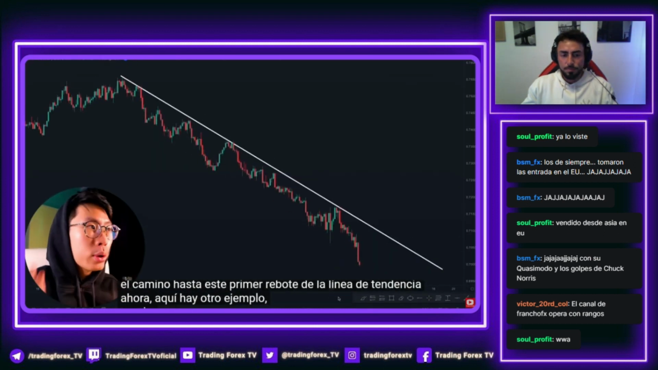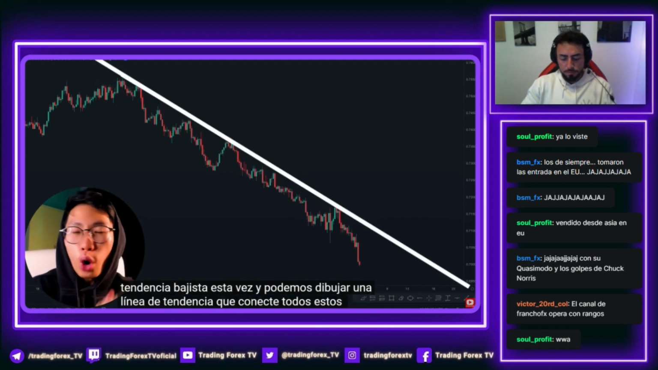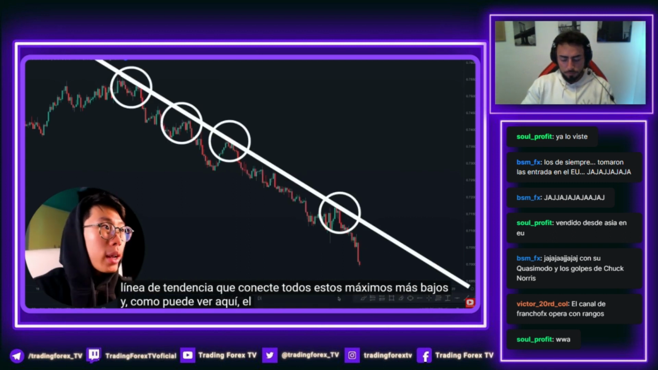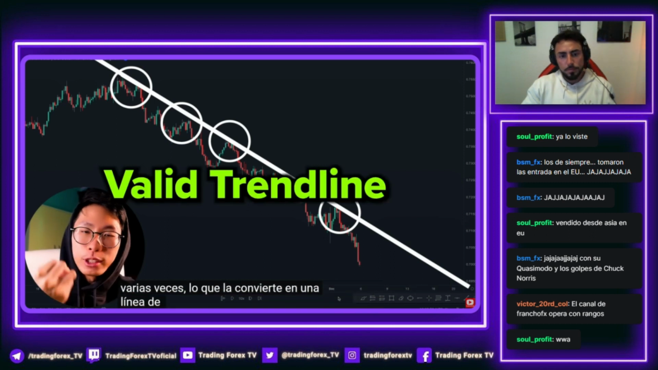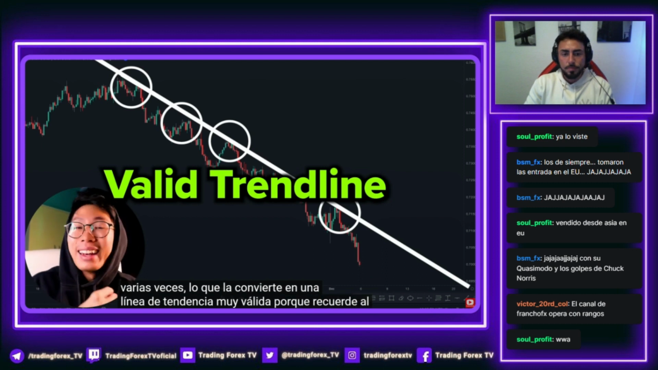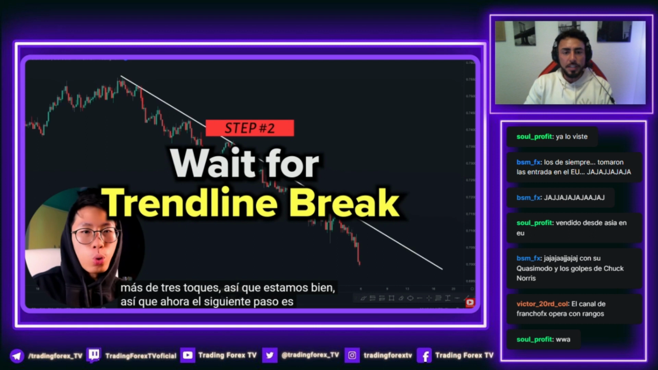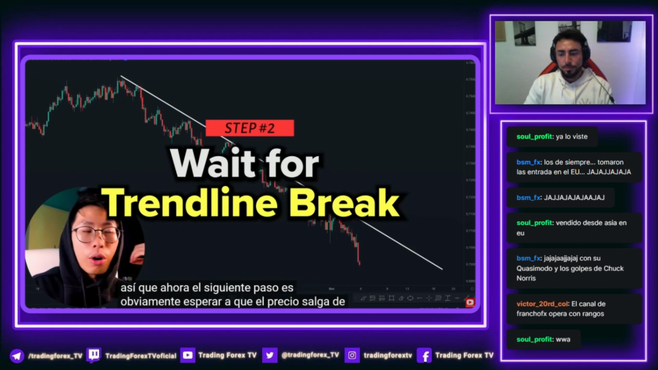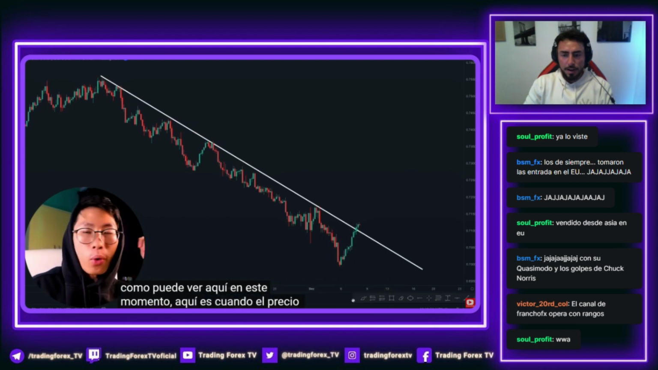Now, here's another example. You can see that right now we are in a downtrend this time, and we can draw a trend line connecting all of these lower highs. And as you can see right here, price has bounced off this trend line multiple times, which makes it a very valid trend line. Because remember, at least 3 touches, and right now it has more than 3 touches, so we are good. So the next step is to obviously wait for price to break out of this trend line. So we still wait, and right here at this point of time, this is when price breaks out of the trend line.